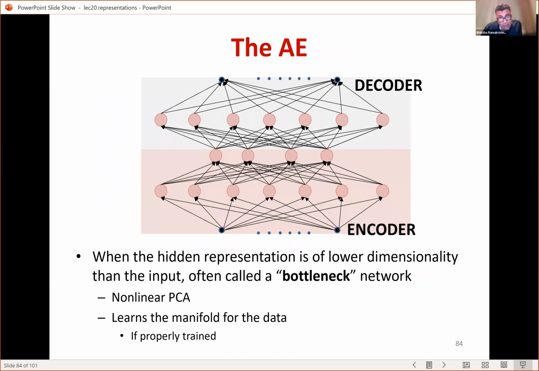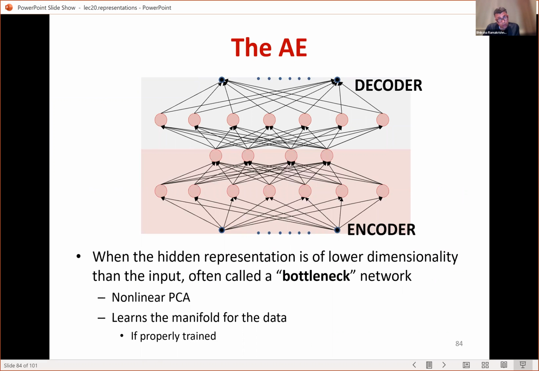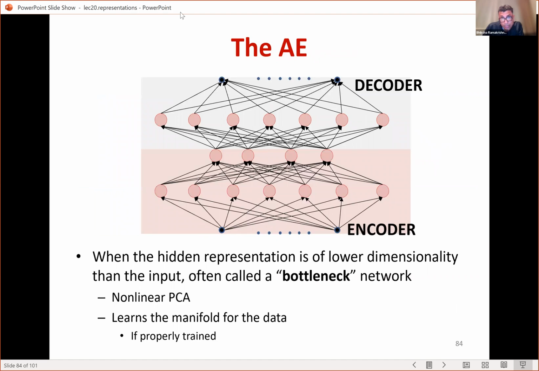So what does that mean? When the hidden representation is of lower dimensionality than the input, we'll often call this a bottleneck network. It's a nonlinear PCA. It learns the manifold for the data if properly trained. So if I train this network on lots and lots of data from a specific source, it turns out that in the real world, data doesn't lie scattered all over the space. When you take any particular source of data of a specific kind, the fact that data are structured means that most of the data lie very close to some nonlinear manifold. And so when you train, the network actually learns the manifold that the data lies on.